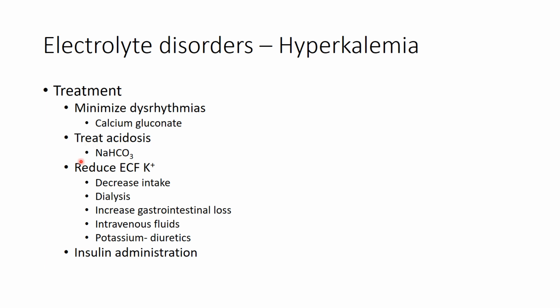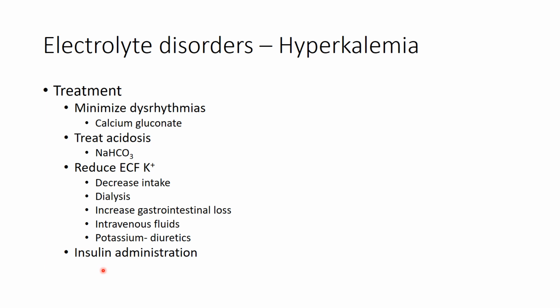Okay. The third mechanism is to reduce the extracellular fluid potassium concentration by reducing the intake. That is going to probably be our primary method, but if that doesn't work, we'll try dialysis, where we'll want to clean the blood, increase gastrointestinal losses, maybe through a laxative, intravenous fluids, trying to dilute the ECF, and then a potassium diuretic. So unlike hypokalemia, where we're going to use a potassium sparing diuretic, we're going to try to increase the elimination.